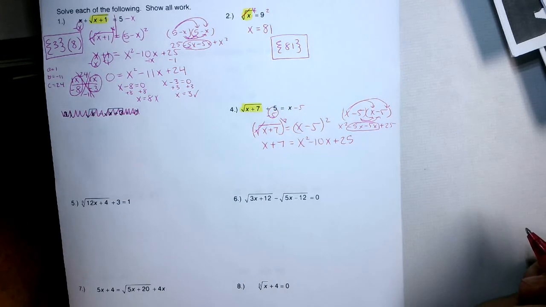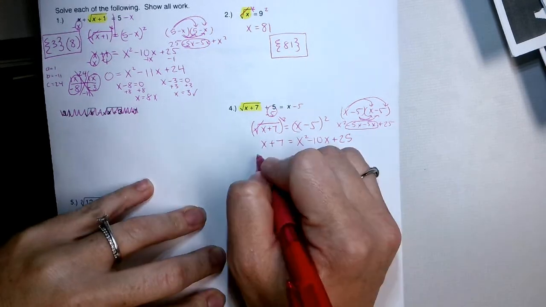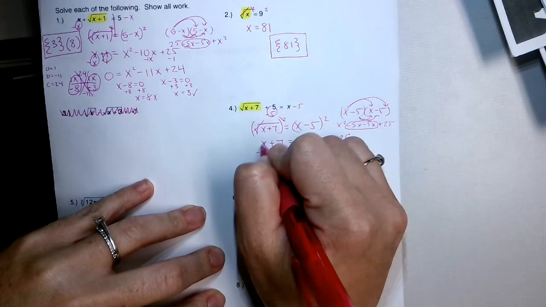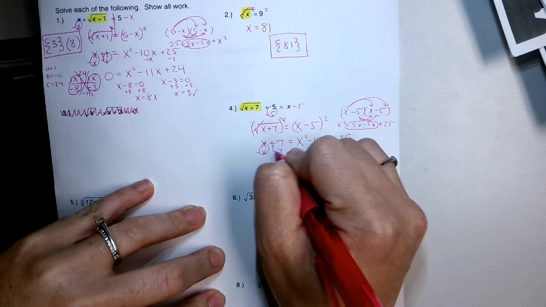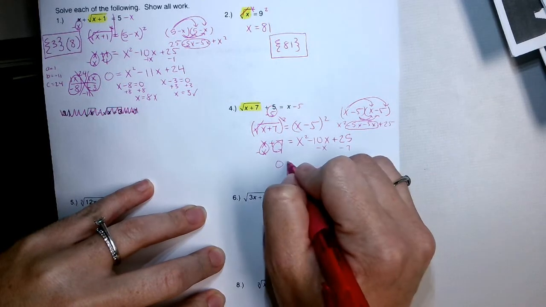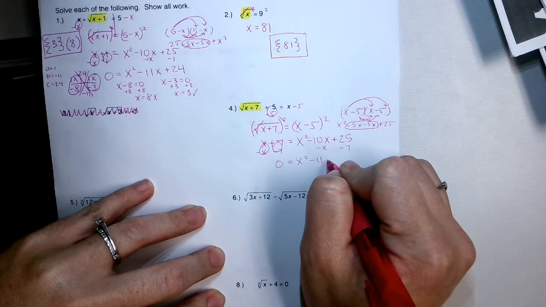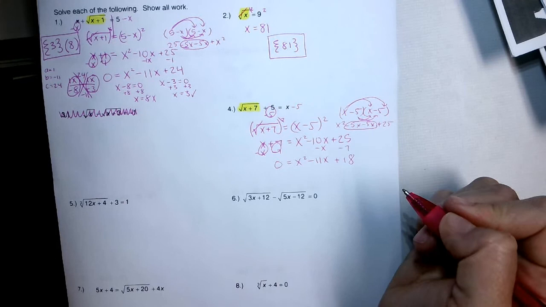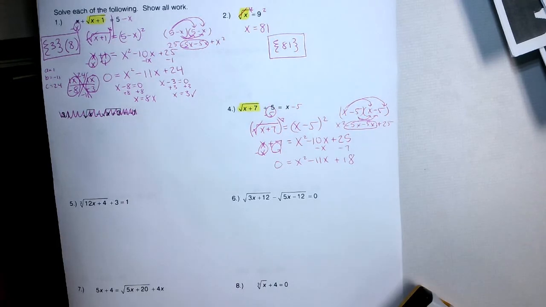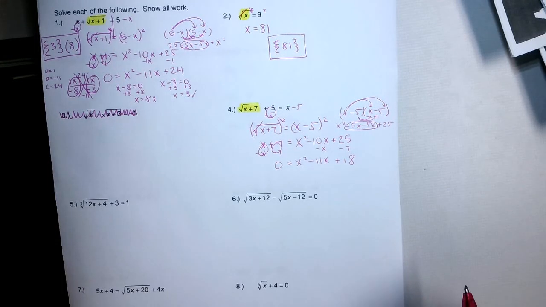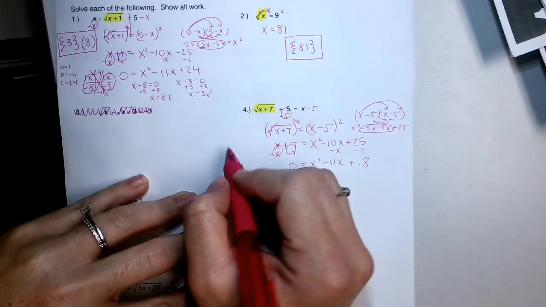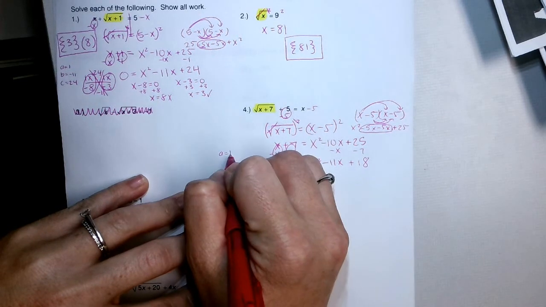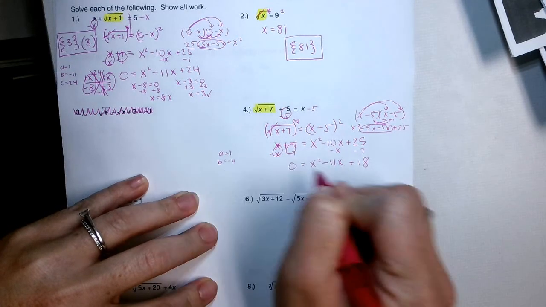Now, because there's a squared, I can't just solve for x, and I need to get the left side to equal 0, or the smaller side. So I'm going to subtract x, and I'm going to subtract 7, which cancels everything on the left. And I get x squared minus 11x plus 18. Now I'm ready to factor because it equals 0. So A is 1, B is negative 11, and C is 18.